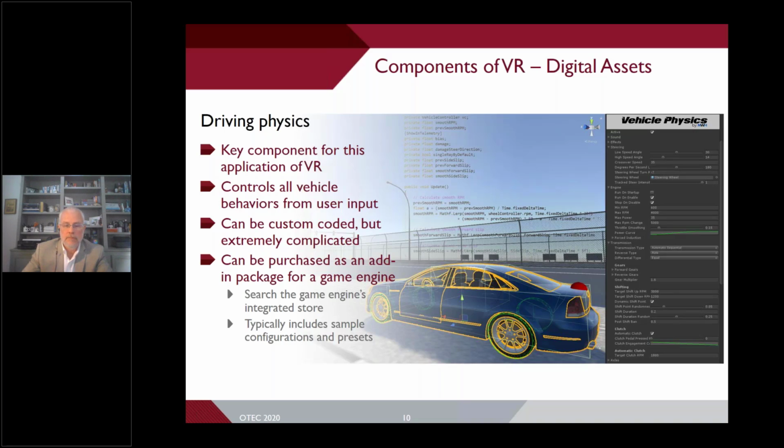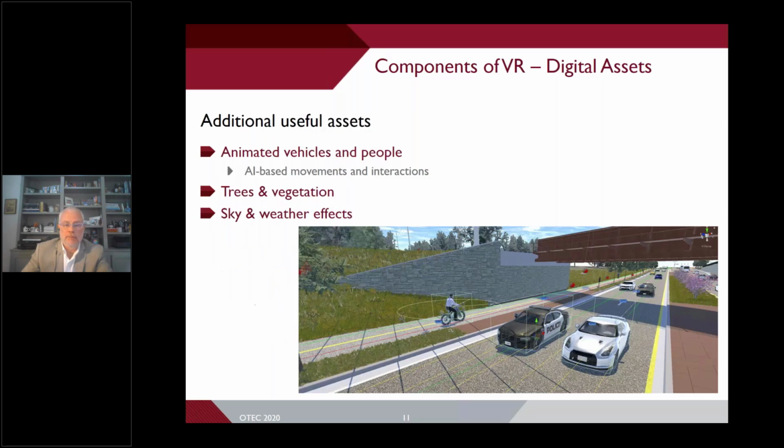sounds, and instrument displays. While you could write your own custom C# or Java code for this, it would be extremely complicated and time-consuming. Fortunately for people like me who are not programmers, there are plugins for game engines available for minimal investment. These can be found by searching the integrated storefront in your game engine of choice, and as an added bonus, they typically include sample configurations and presets to get you up and running more smoothly. And if you do have some programming knowledge, these assets ship with all the source code files so they can be customized easily if needed. Just remember to make a backup of the originals before tinkering.